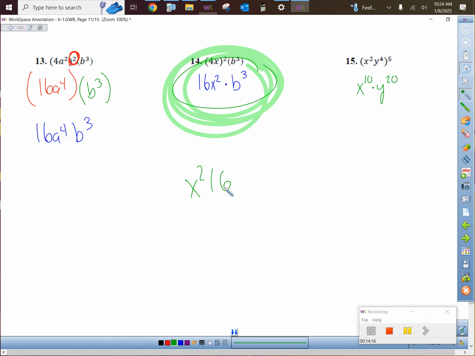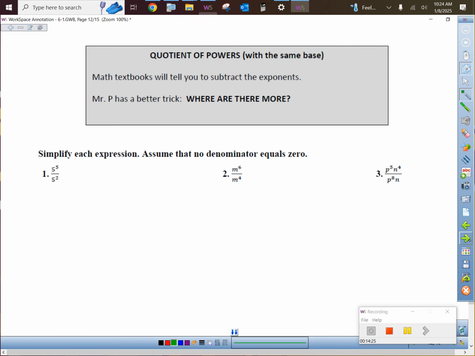So, cool. That's the power to a power and the product of powers, and I think we can handle one more. It's called the quotient of powers, but every math textbook is going to tell you to subtract the exponents from each other, which honestly is way harder than you think it is. It is extremely challenging. So I have created a different rule. It's called the where are there more game. And when will you use it?